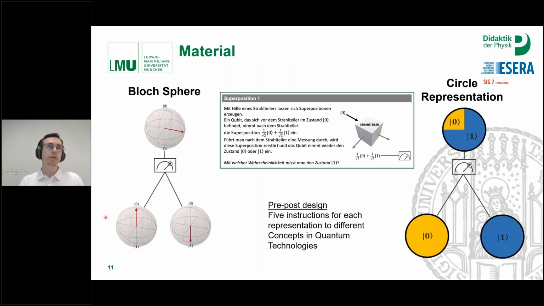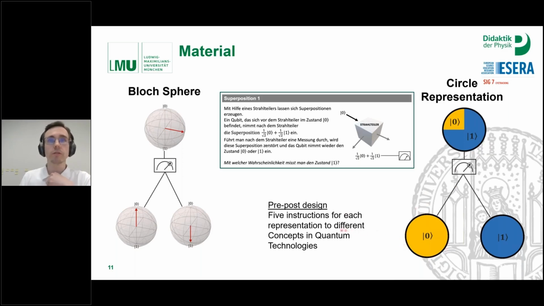So this is the material they received. That's what we manipulated. We had an instructional material here, for example. You don't need to read it, it's in German. It's about the superposition of two light beams, for example, or also of two photons. And what we instruct here, we illustrate either with this Bloch sphere representation or with this circle representation.